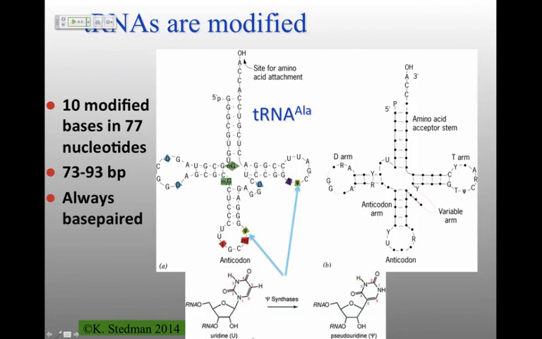Getting into a little bit more detail, this is a different tRNA here. This is the alanine tRNA. In the case of the alanine tRNA, you actually have 77 nucleotides. 10 of those are modified. So it's a really huge percentage of your nucleotides that are modified in any given tRNA. These tRNAs are usually about 80 base pairs in length.